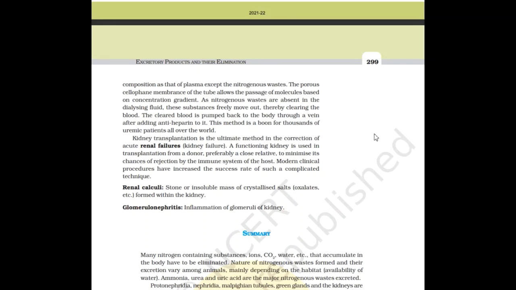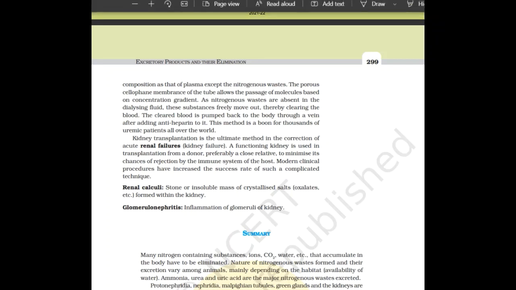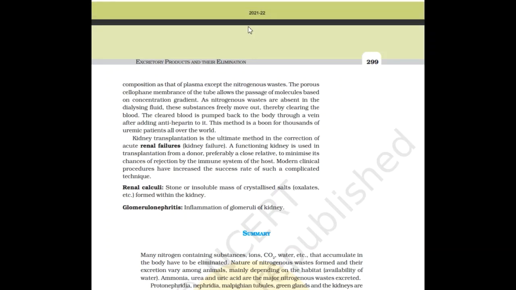except the nitrogenous waste. The porous cellophane membrane of the tube allows the passage of molecules based on concentration gradient. As nitrogenous wastes are absent in the dialysing fluid, these substances freely move out, thereby clearing the blood. The cleared blood is pumped back into the body through a vein after adding antiheparin to it. This method is a boon for thousands of uremic patients all over the world.